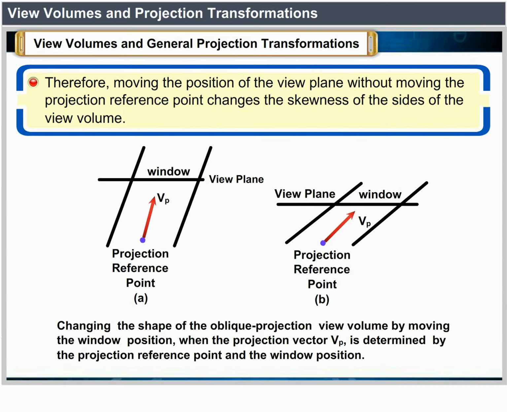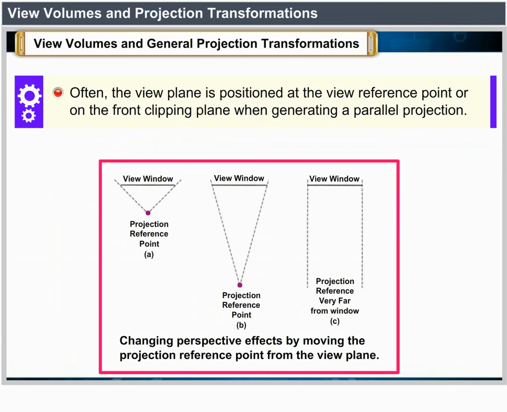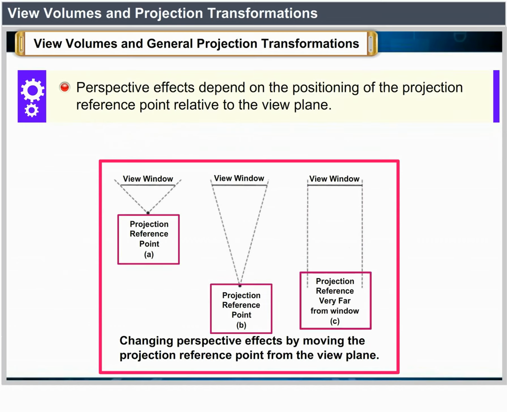Often, the view plane is positioned at the view reference point or on the front clipping plane when generating a parallel projection. Perspective effects depend on the positioning of the projection reference point relative to the view plane as shown in this figure.